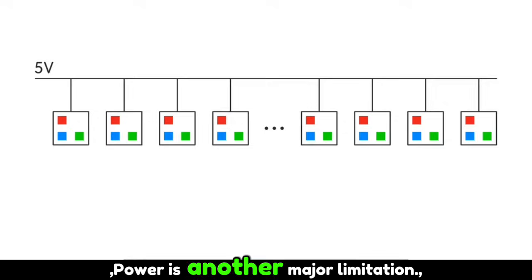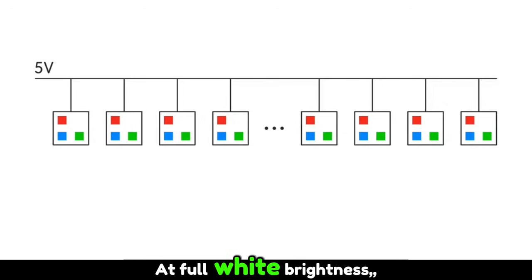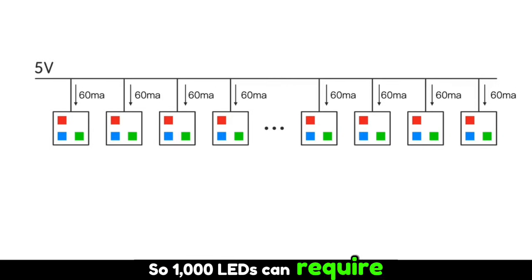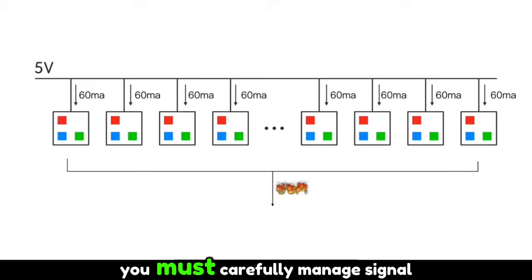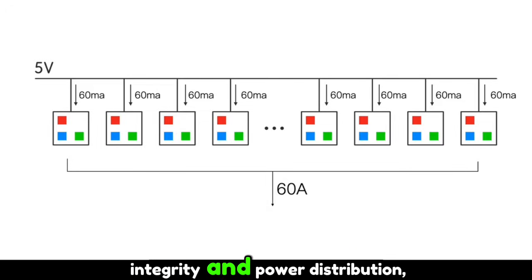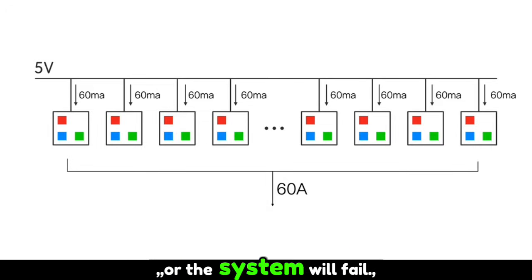Power is another major limitation. At full white brightness, a single LED can draw up to 60 milliamps. So 1,000 LEDs can require 60 amps of current. At that point, you must carefully manage signal integrity and power distribution, or the system will fail.